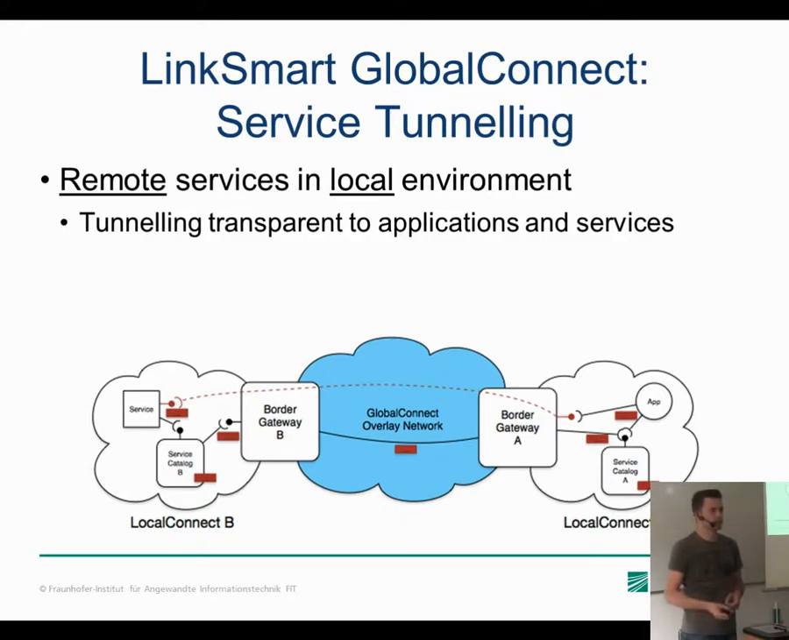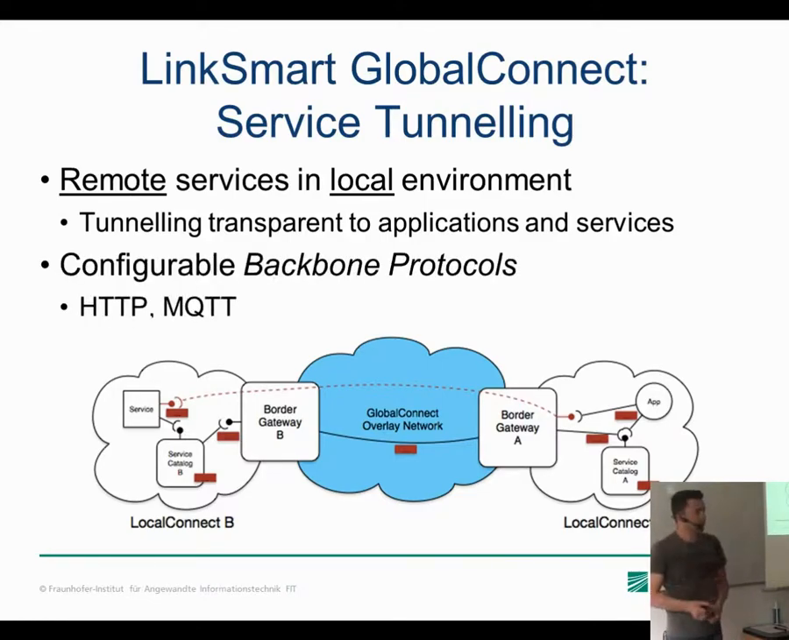access to remote services in the local environment. It is actually transparent to both the application and the service, because the application gets the endpoint of the actual service tunneled in its local network. So it doesn't need additional configuration. It can be aware that it communicates with the tunneled service, but it doesn't have to be. And for the service, it's the same. The border gateway in the LocalConnect B environment acts on behalf of the client, making the requests as if it was a local application.